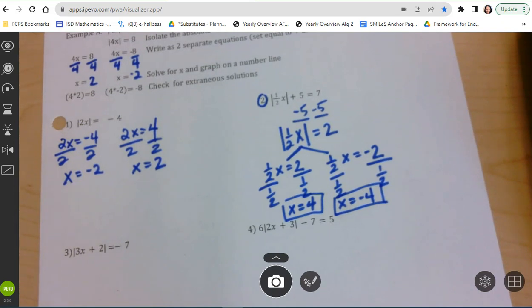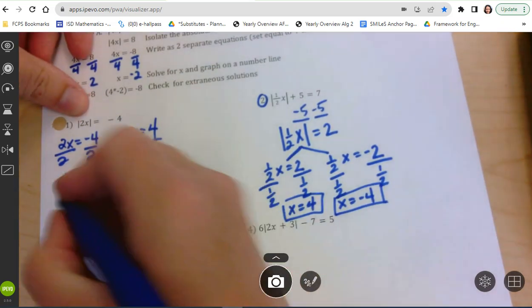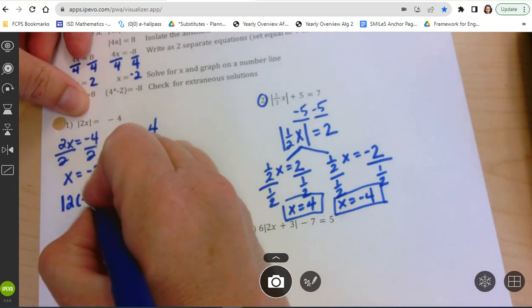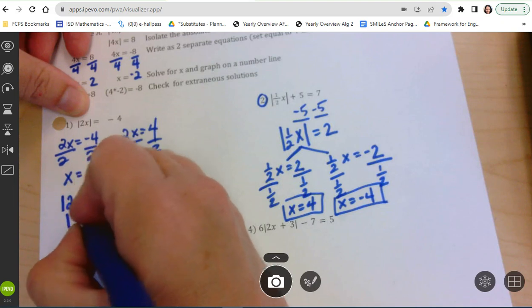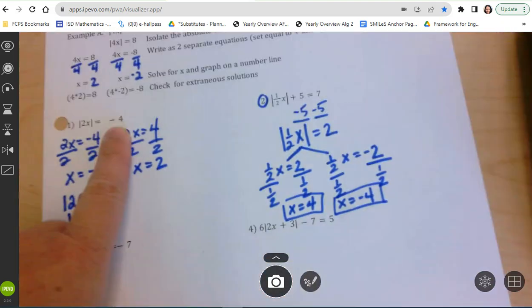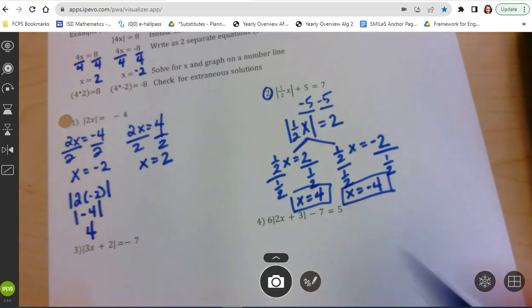So I can do steps and I can get answers, but then the question is, do they make sense? So I'll substitute back in here. The absolute value of 2 times negative 2 is the absolute value of negative 4, which is 4. I didn't get negative 4, right? So that means this solution's no good.